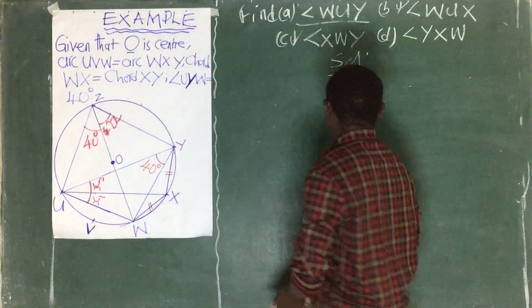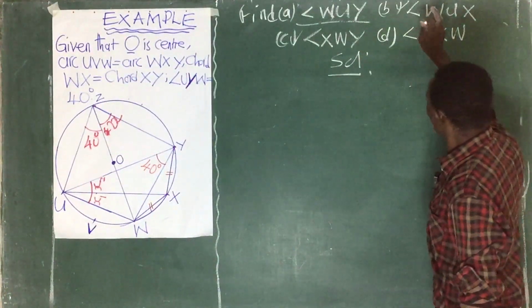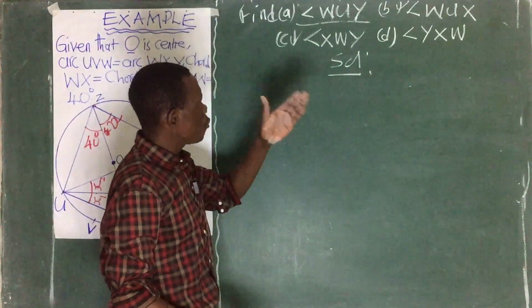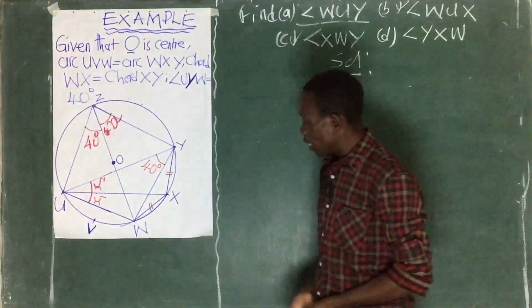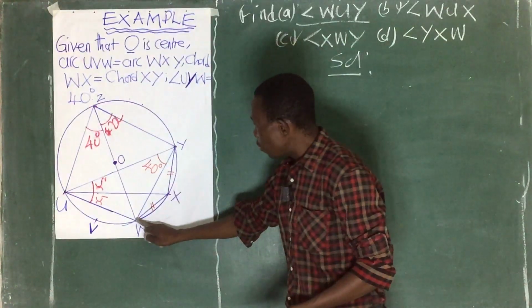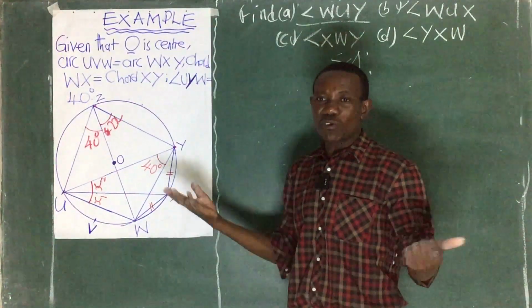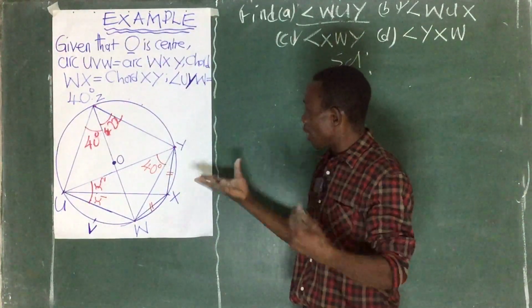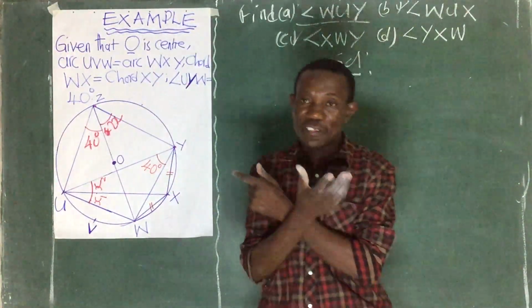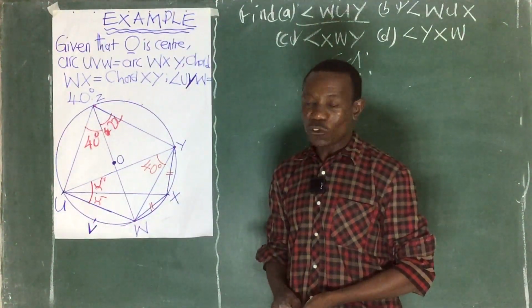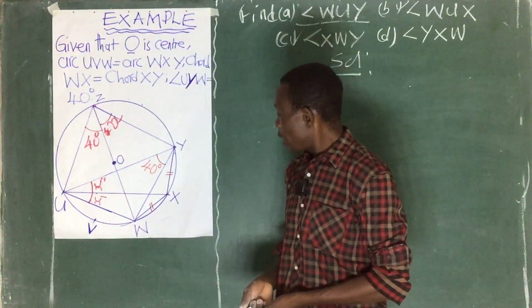Right. Now, for question B, we are asked to find the value of WUX. You come to the diagram here. Since we have already done a lot of things in the area, you analyze the question very well. You have already put everything inside there. This time around you can even take much time to work it out. Here you want WUX.